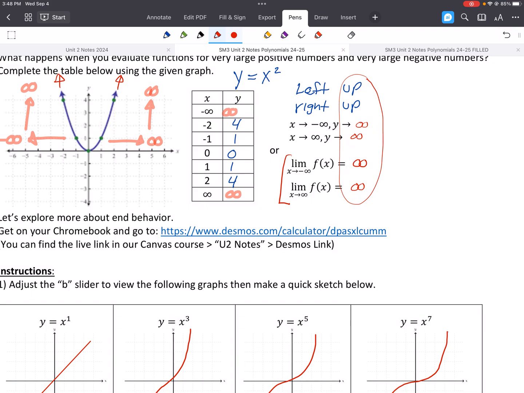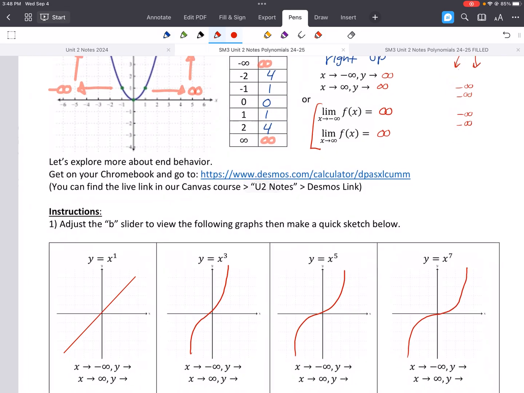If the arrow was going down, then we could say it's going down and down, or negative infinity in both of these situations. We're always going to check to the left and always going to check to the right. That's like the x's going left or right. Where are the y's headed on that graph?